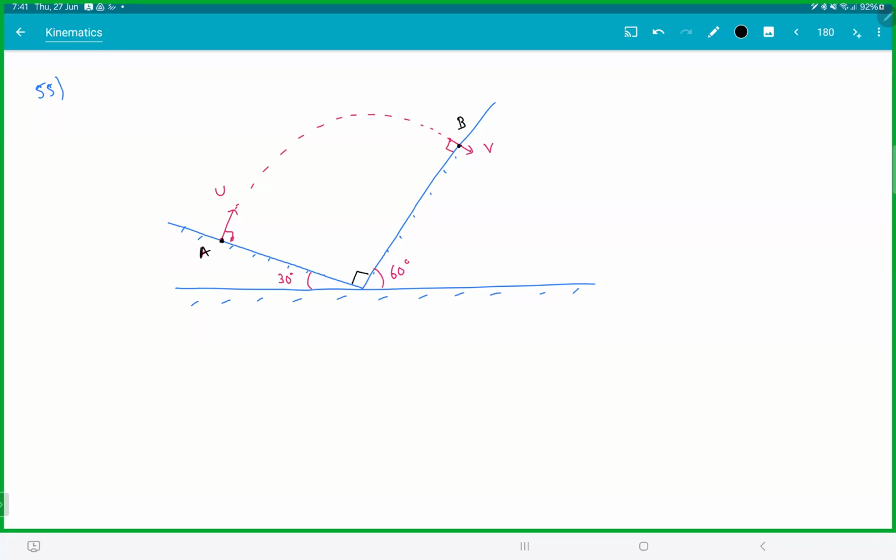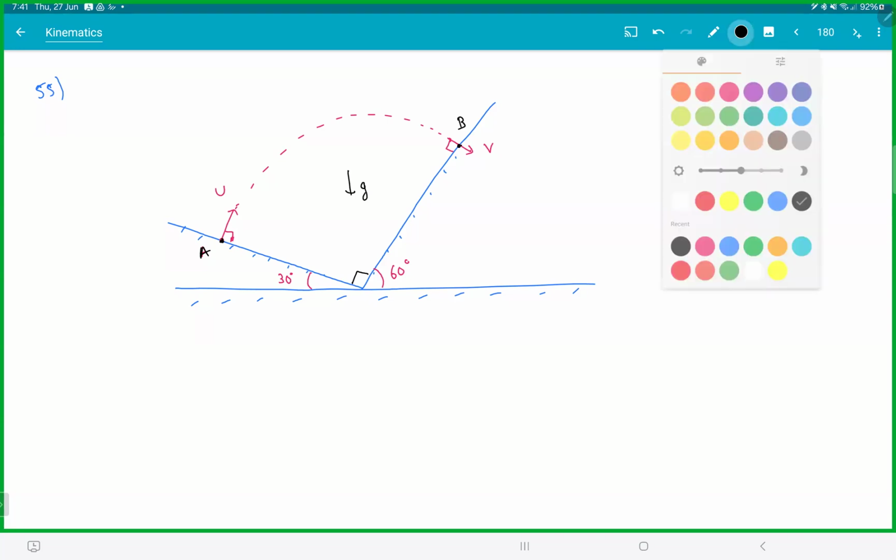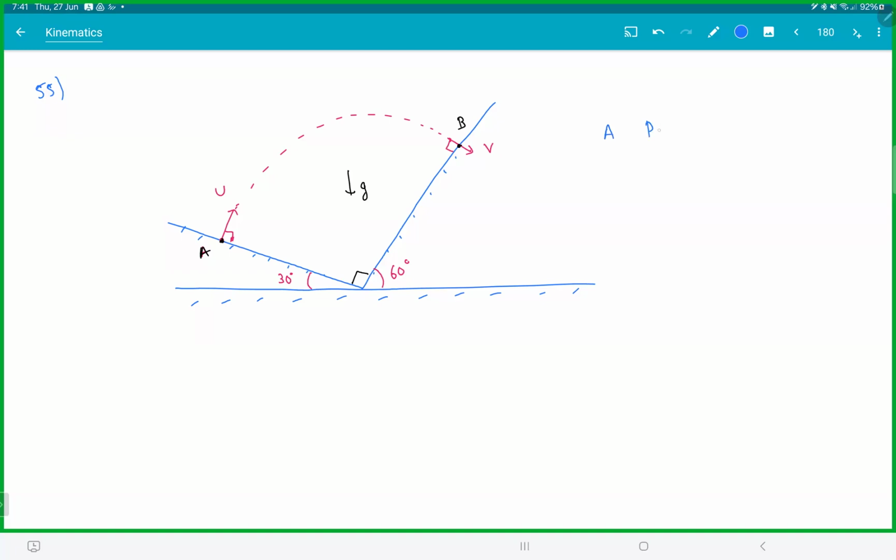Obviously, this angle is 90 between them. Gravity is also g. So a particle is projected from A perpendicular to the incline and lands at B perpendicular to the incline. So your landing and launching both are perpendicular to the incline.